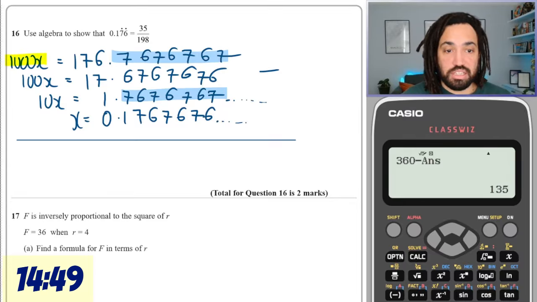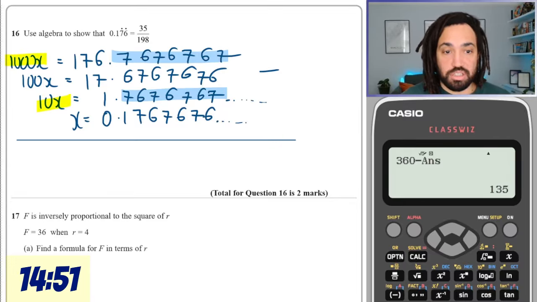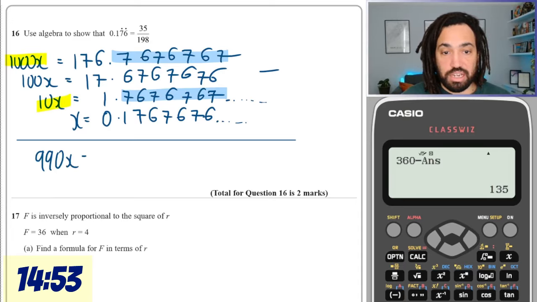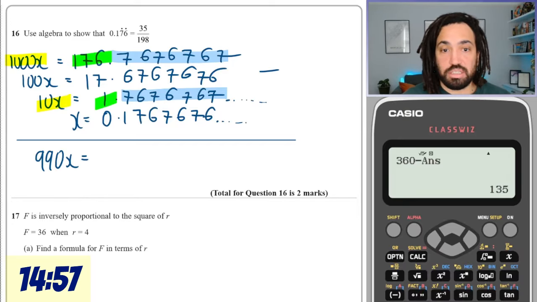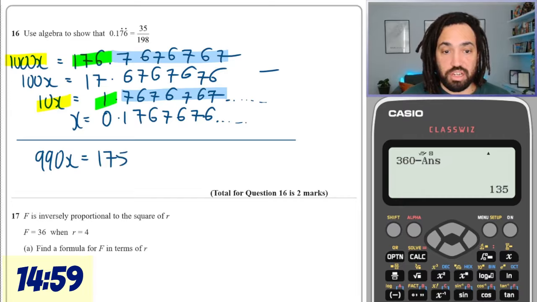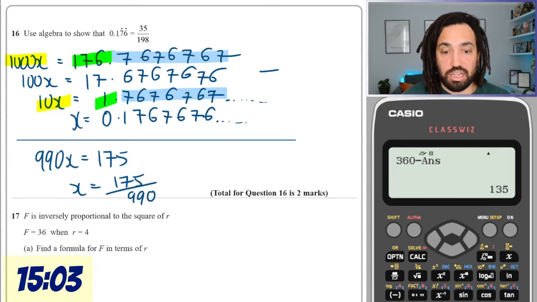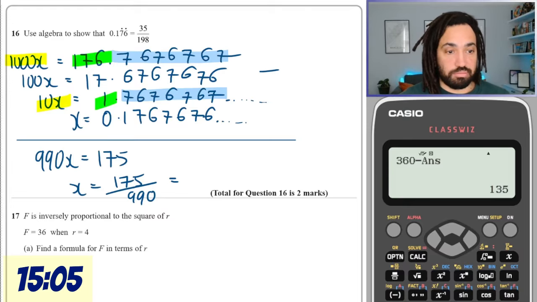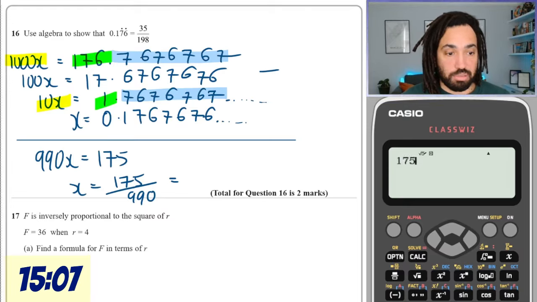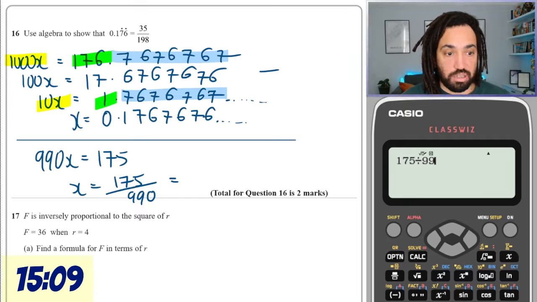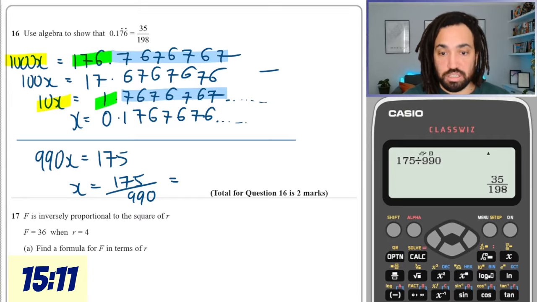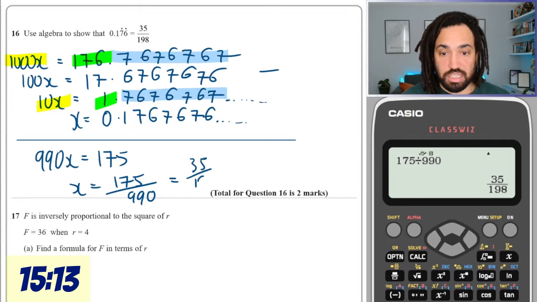So we take this and this, so that gives us 990. X is equal to this minus this, which is 175. So x is equal to 175 over 990. Type that into our calculator just to double check that simplifies to what they asked for, which it does. Perfect. So that's job done.